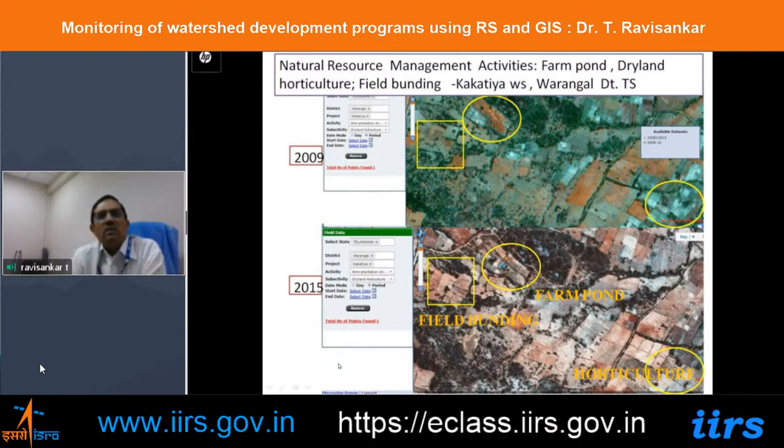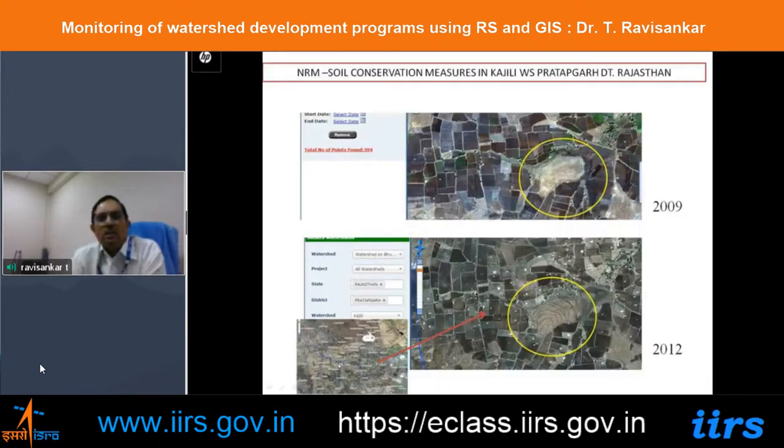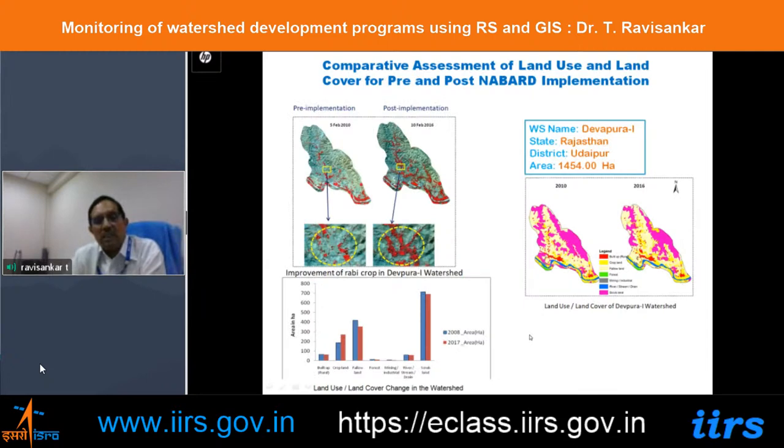And here also you can see the continuous contour trenches, in a particular patch of land without scrub in Rajasthan. These are all available in the Bhuvan portal. And here also the impact assessment, in terms of the development of agriculture, because it is a bank addressing agriculture and rural development.